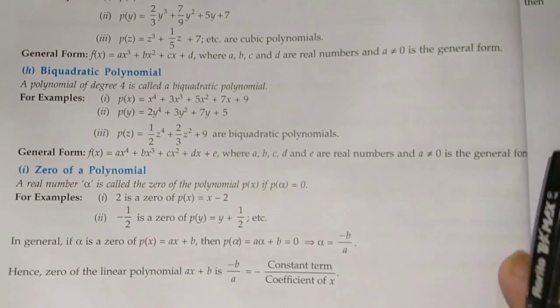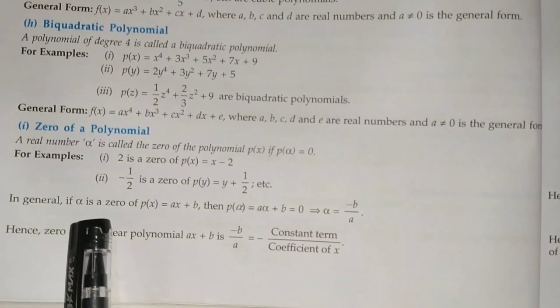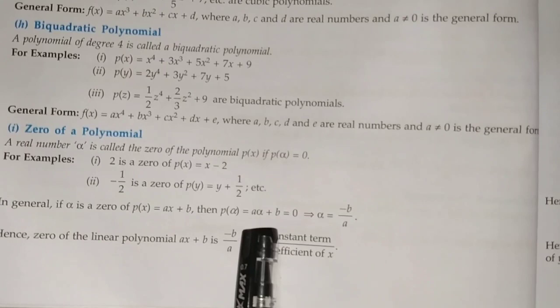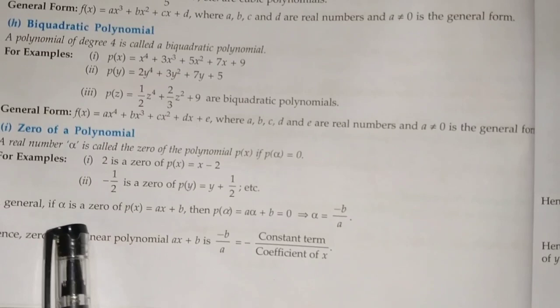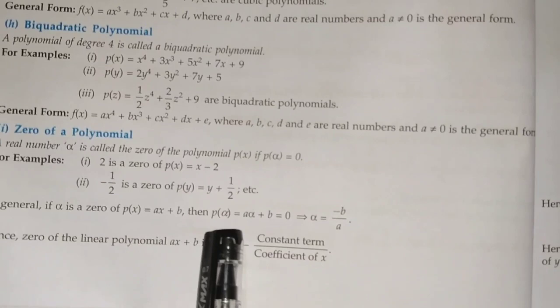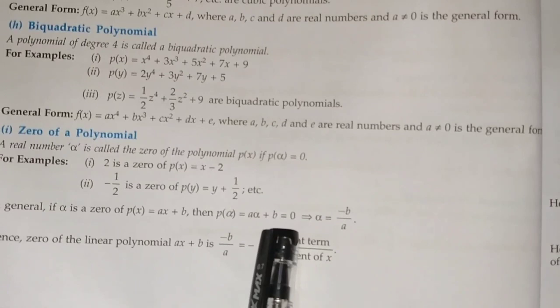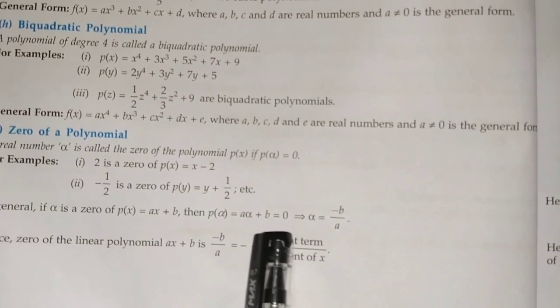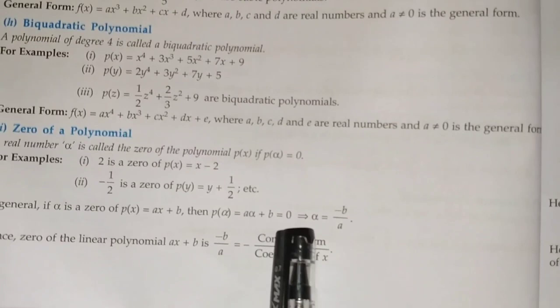In general, if alpha is a zero of p(x) = ax plus b, then p(alpha) = a alpha plus b = 0. Substituting alpha for x, we get p(alpha) = a alpha plus b, and this equals 0. So a alpha plus b = 0, which gives alpha equal to minus b by a.